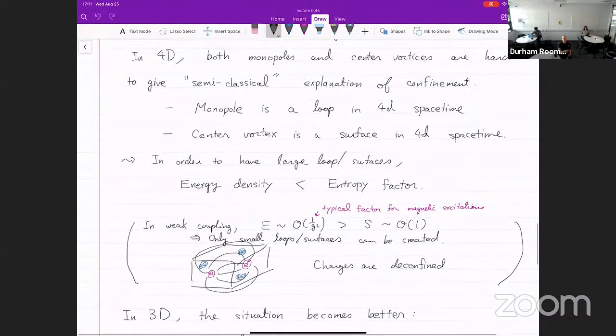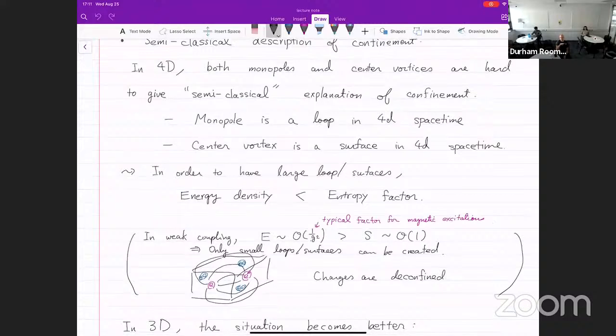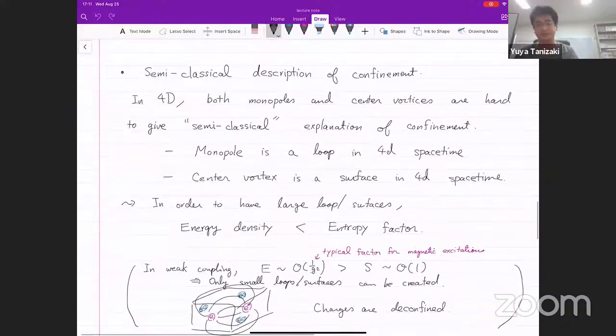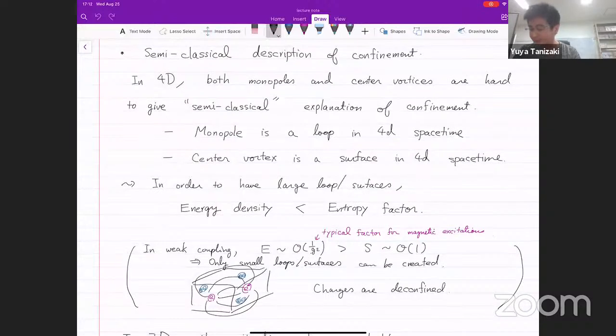Sorry, just a follow-up question. Is the inequality supposed to signify that when you have a semi-classical object of certain dimension, you have a competition between its fluctuation and the weight that you need to take? Yeah, exactly. This entropy factor is how the loop can fluctuate. In this case it is log 7 or something, and this energy density is really just a short-range Coulomb interaction on the lattice. Yeah. Okay.